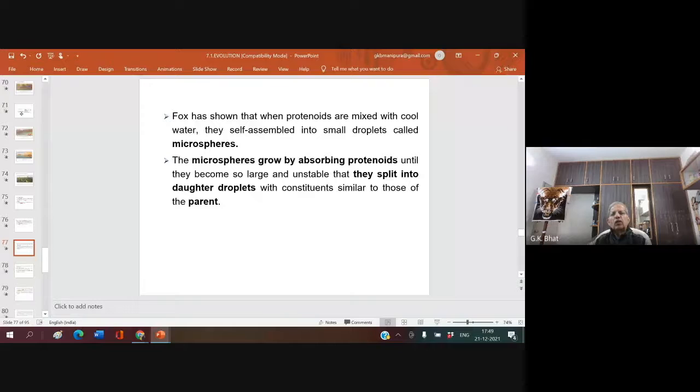Fox has shown that when proteinoids are mixed with cool water, they self-assemble into small droplets called microspheres. So in fact, these microspheres and the protobionts, eubionts, etc., are all one and the same. The microspheres grew by absorbing proteinoids until they became so large and unstable that they split into daughter droplets with constituents similar to those of the parents. So this is a reproduction.